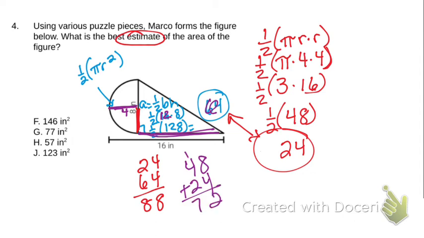72, which right here, our estimate says 77. That's the closest one. All right, so hopefully you see the difference here. This 16 was not the base of the triangle. It was the length of the whole entire shape. Sorry about that.